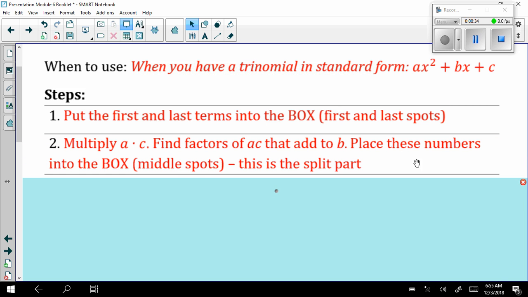And here's where it's different. To do the middle box, because I only have one term in the middle, I need to split that term. So I'm going to multiply A times C, my first and my last. I'm going to find factors of AC that add to B. We're going to do several examples. Hopefully that'll help you to see that part.